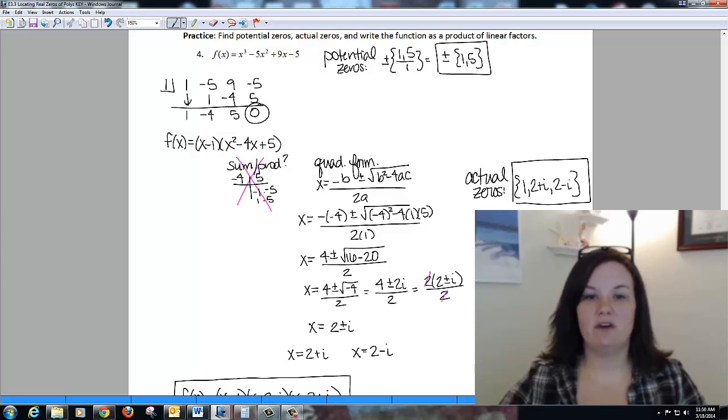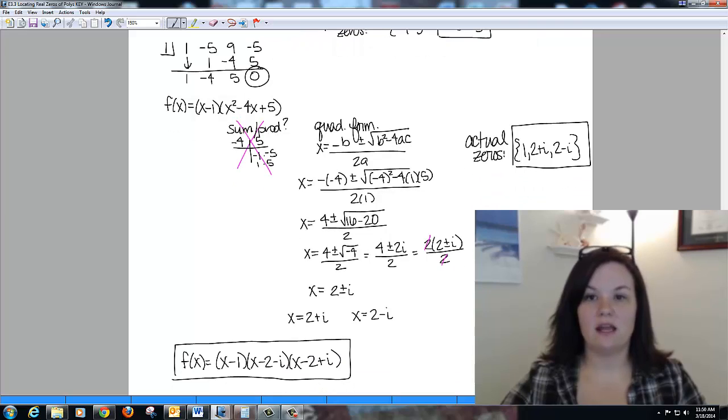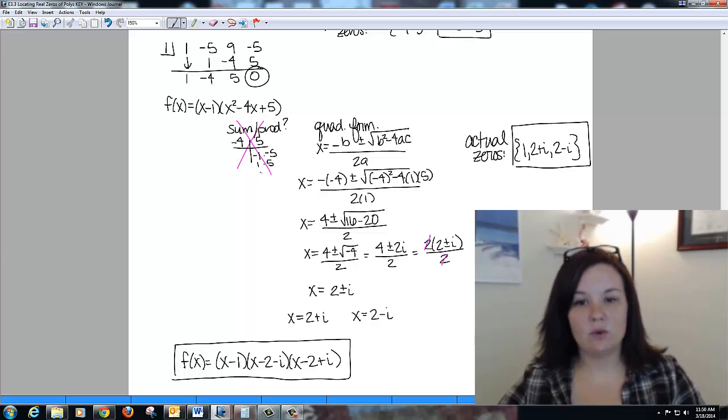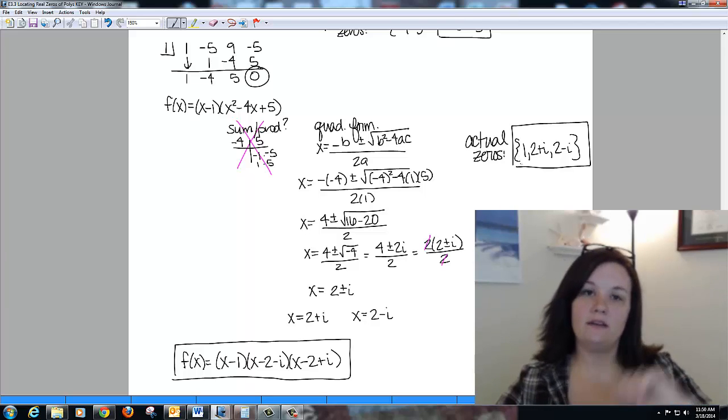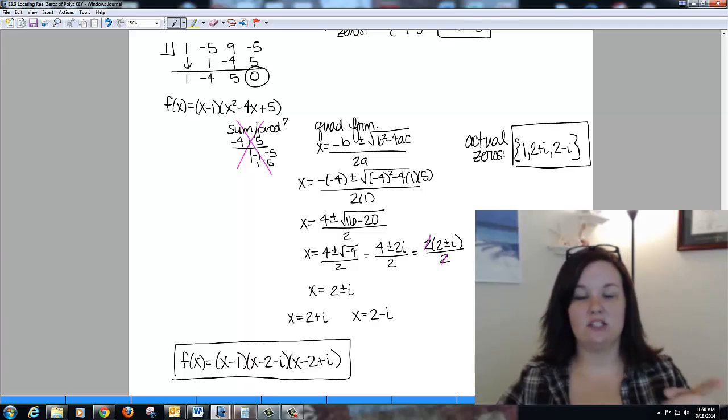So that means that my function is the same as x minus 1 times my remaining factor, which here is x squared minus 4x plus 5. Okay, I want to factor that remaining piece, but I can't do it with a product. It's not possible. So I have to use the quadratic formula. When I plug in my a, b, and c into the quadratic formula, I get down to x equals 2 plus or minus i.